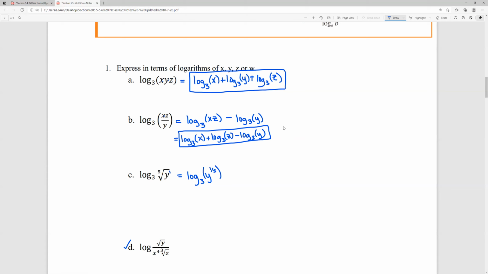So since this is not to the first power, we need to use that rule that says that a power in an argument can be brought to the front as a coefficient. So this is 1/5 log base 3 of y now. And so these three individual ones kind of were the lead into the one we did in class. This has kind of a combination of everything.